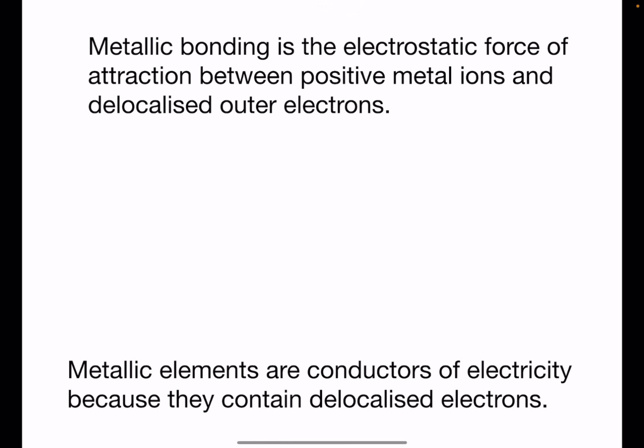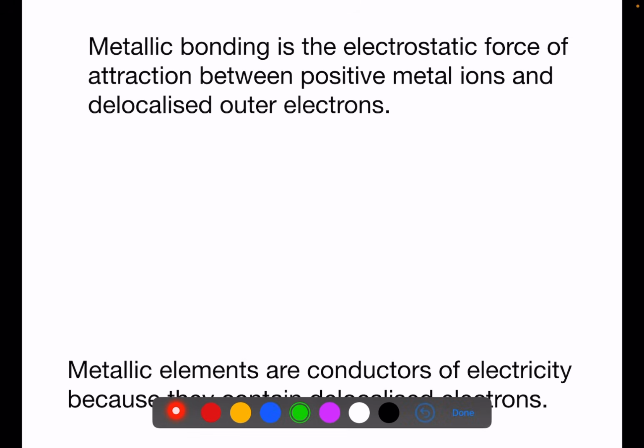First we'll start with the definition for metallic bonding. Metallic bonding is the electrostatic force of attraction between positive metal ions and delocalized outer electrons. All bonding is an attraction between positive and negative.